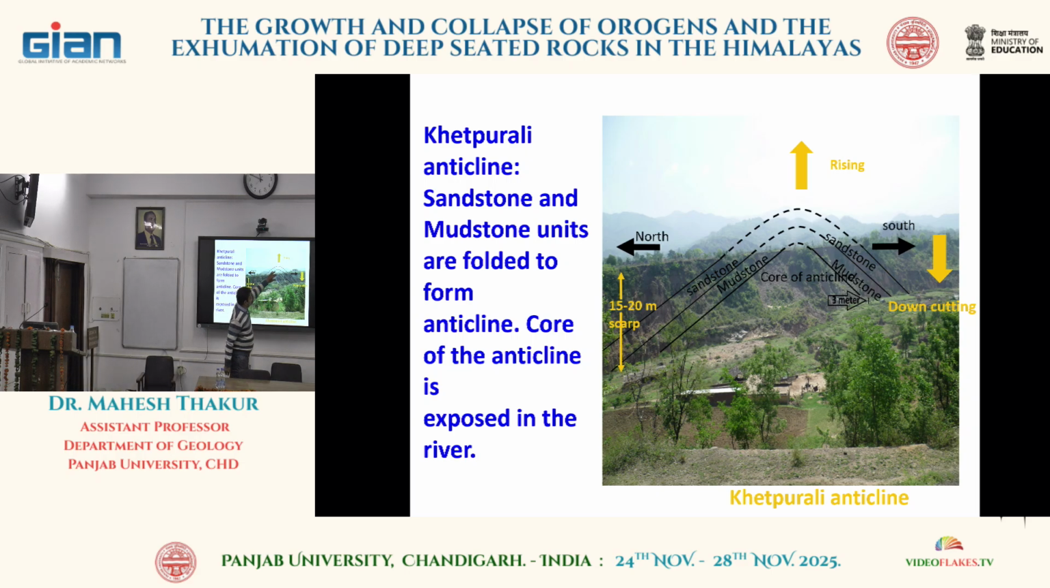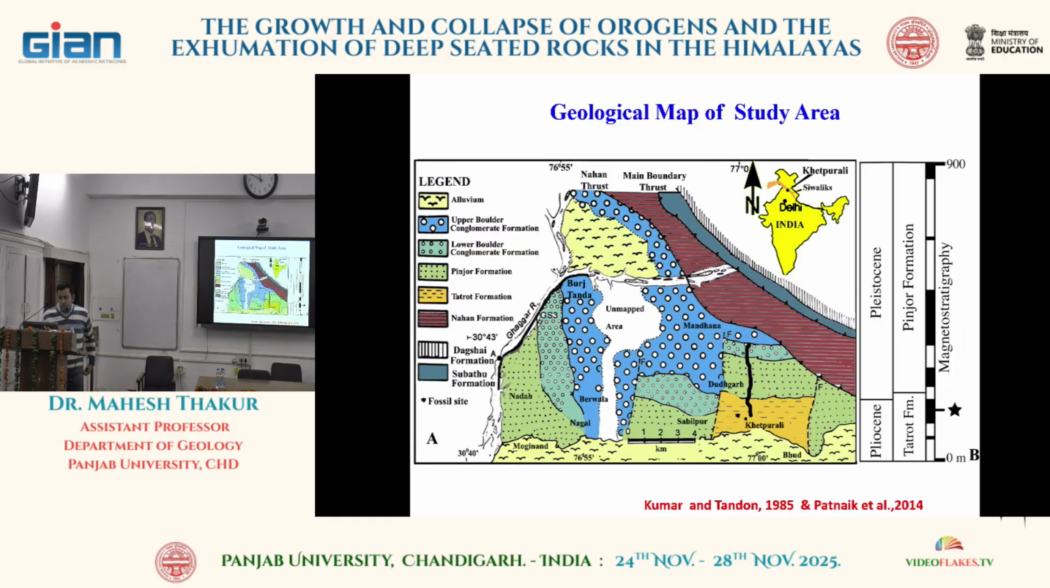So this is a river terrace. On top of it, you have a river terrace. You also have an anticline. You can see this mudstone is going like this, and sandstone is also, and the fault is somewhere here. You have the fault, and this fault was discovered a long time back in 1985. This is one of the papers. They have described this fault, basically this Khetparali fault.